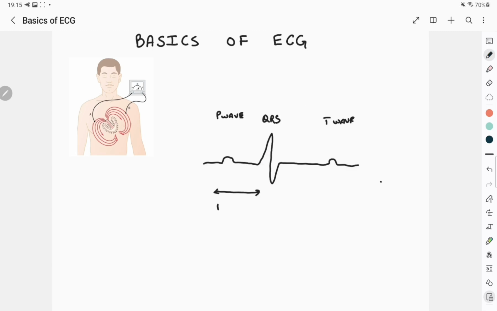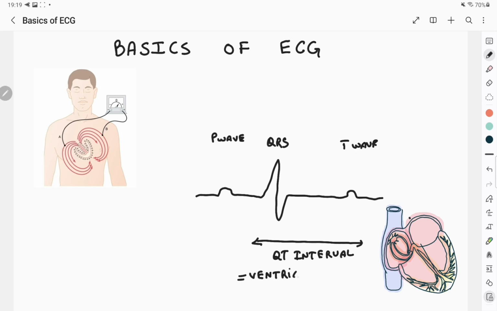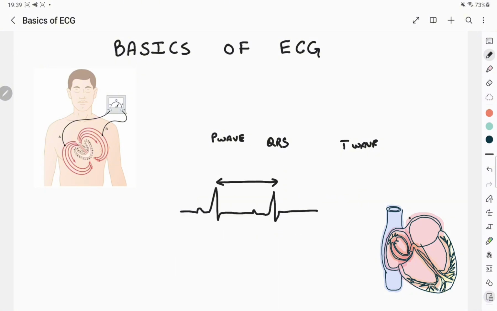PR interval is the time from the start of the P wave to the start of the QRS complex. This measures how long it takes for the signal to travel from atria down through the AV node into the ventricles. Normal PR interval is 0.12 to 0.2 seconds, that is 3 to 5 small boxes. QT interval is the time from the start of QRS to the end of T wave. This represents the entire duration of ventricular squeeze. The P wave is normally less than 0.12 seconds and the QRS complex is less than 0.07 to 0.10 seconds.